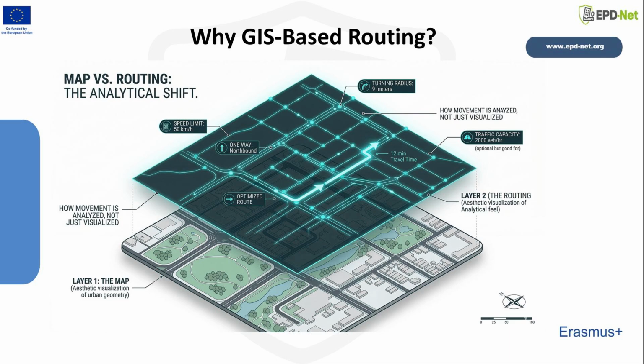Geographic information systems are essential for routing because they are designed to model road networks as connected systems. GIS combines spatial geometry with attribute information and enables complex routing analyses to be performed efficiently. This makes GIS a fundamental technology for data-driven routing and optimization in real-world applications.